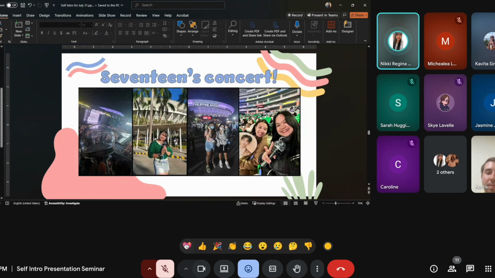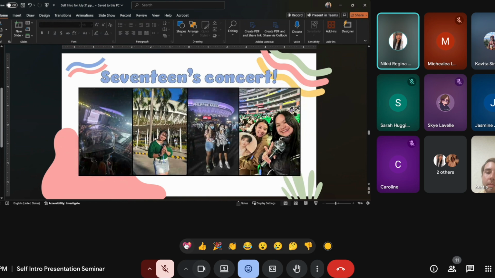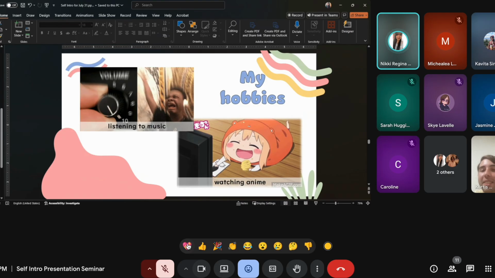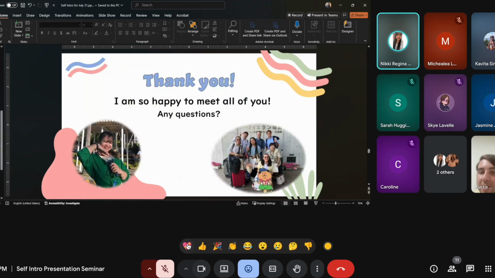So this one, I introduce what I really like, because this last slide is about going to concerts. So of course, I love going to concerts as well. And now I introduce my favorite K-pop group, or what is my favorite group. Or you can insert whatever you like with this one. So I love 17 concerts. I often go to 17 concerts. Okay, so yeah, I think that's it for my self intro.